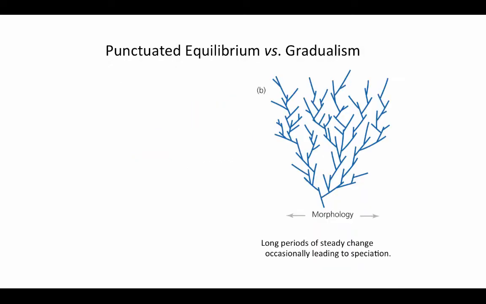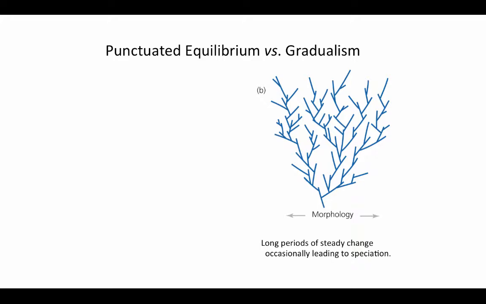So now let's think about how all of this organismal diversity comes about. How do we get these diversifications? And so there are two alternate models of how this happens. The first is called gradualism, and this is the one that Darwin really preferred.